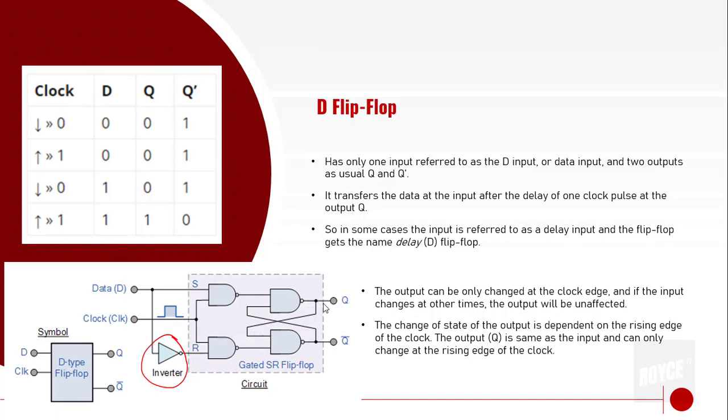Nakikita yung output ng D flip-flop after the clock pulse. Kaya minsan, ang tawag sa kanya is D flip-flop na delay flip-flop. Minsan lang naman. But most commonly, ano yun? Yung D niya is data. Okay? The output can be only changed at the clock edge. So, nakadepende lang yan sa clock edge.